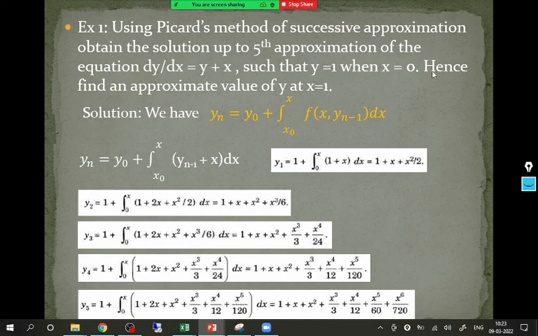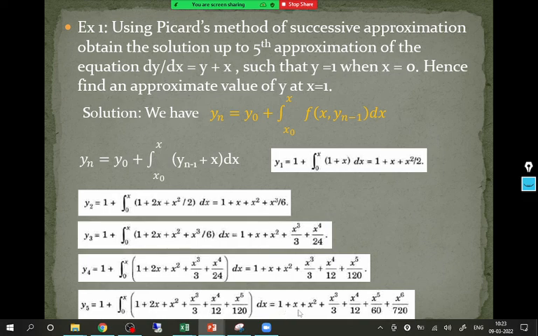There is one more part in this question. Hence, find the approximate value of y at x equal to 1. Now, how to get the value of y when x is 1? How to get this approximate value of y when x is 1? Quick. So we'll put x equal to 1. Correct. It's 1. Very good. So just replace x by 1 in that y5.